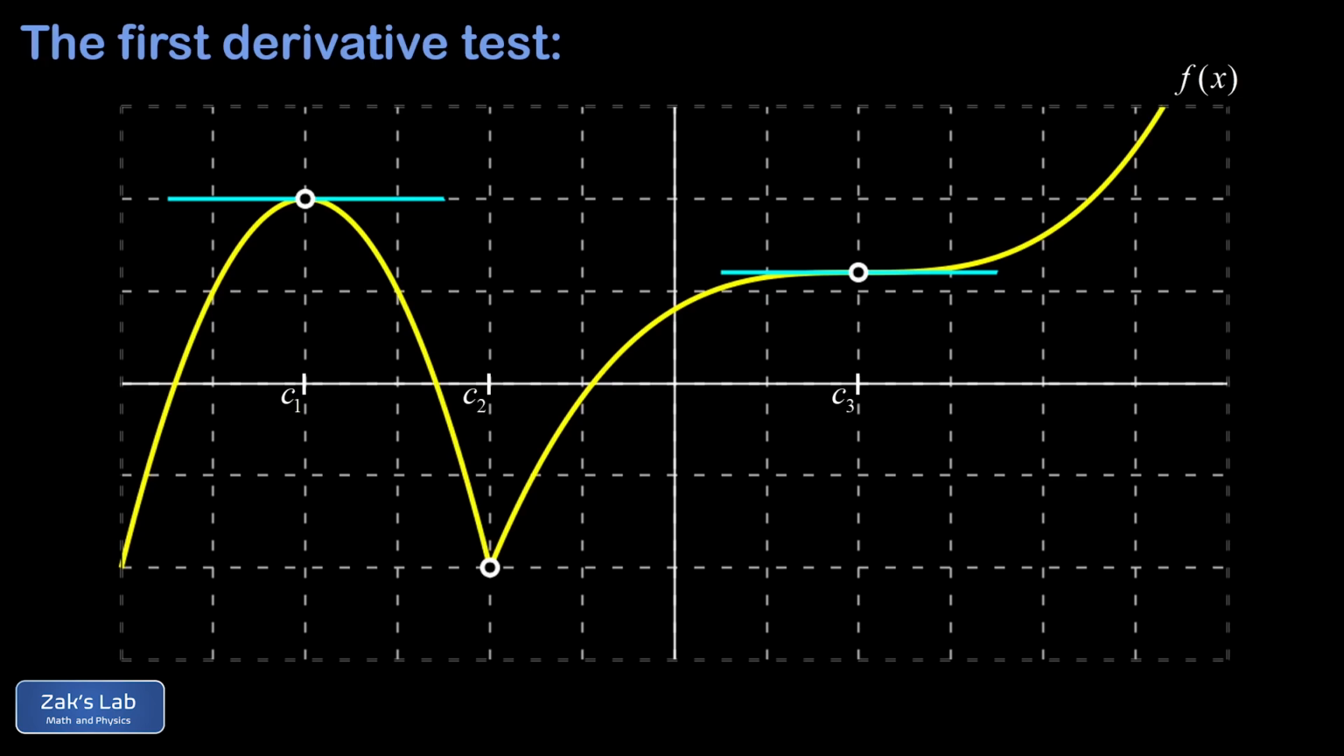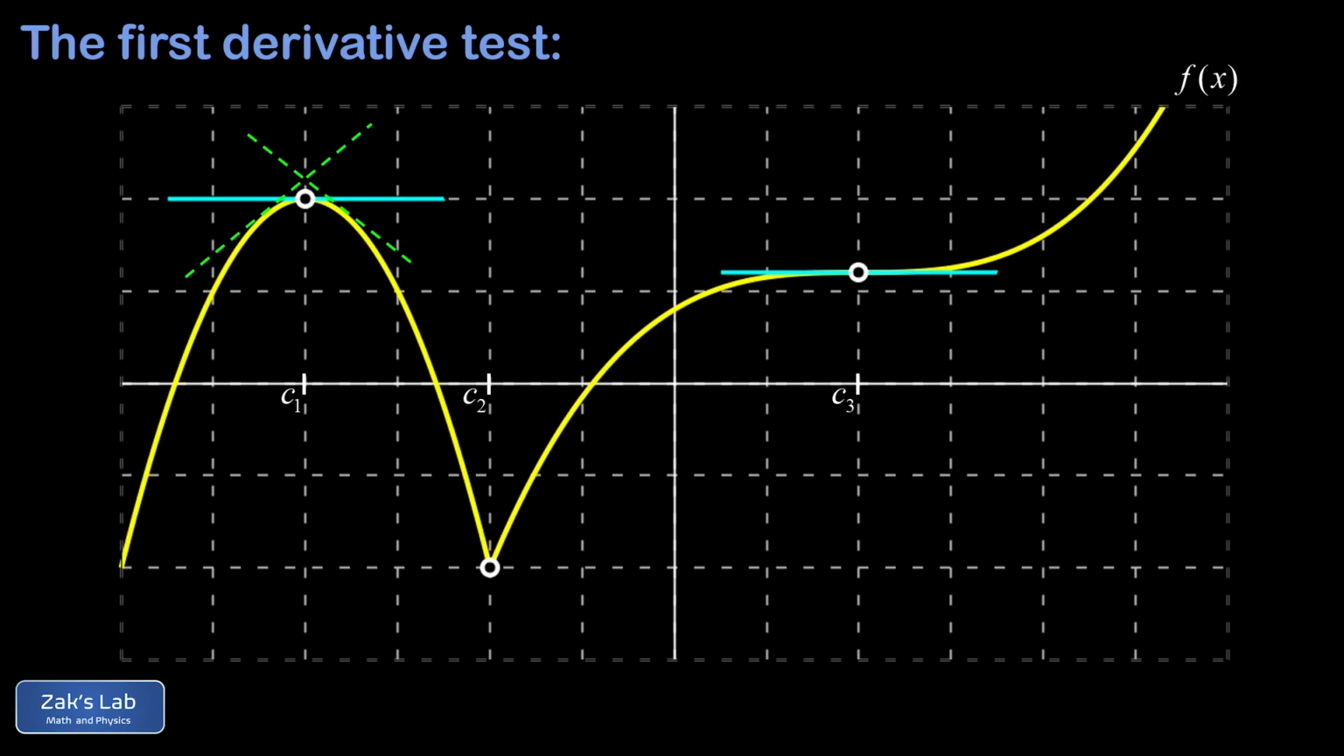Starting with C1, just to the left of that point, we can place a tangent line there and we see that it has a positive slope. In other words, the derivative of f is positive just to the left of C1, and this means f is increasing as I approach my critical point. Now just to the right of C1, I get the opposite result. My tangent line has a negative slope, the derivative is negative, and the function is decreasing. So at the critical point C1, our function makes a transition from increasing to decreasing.